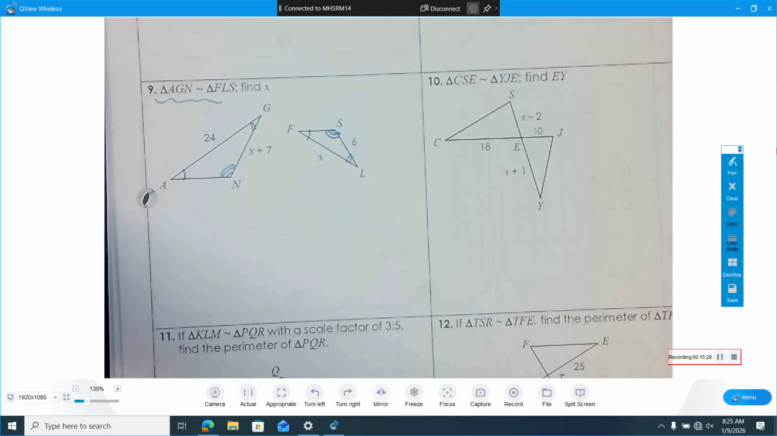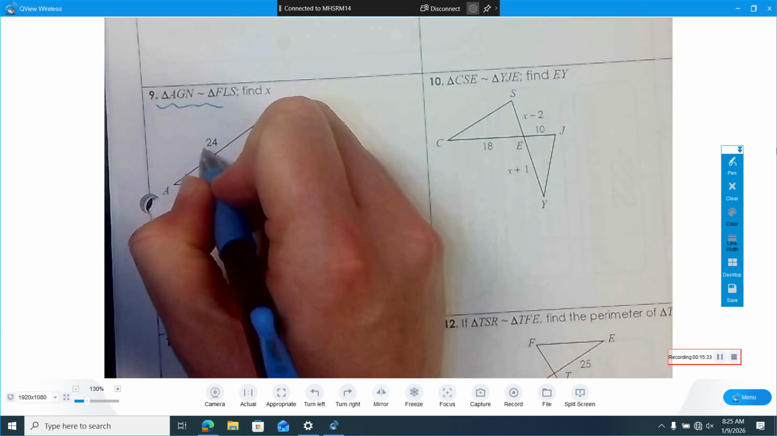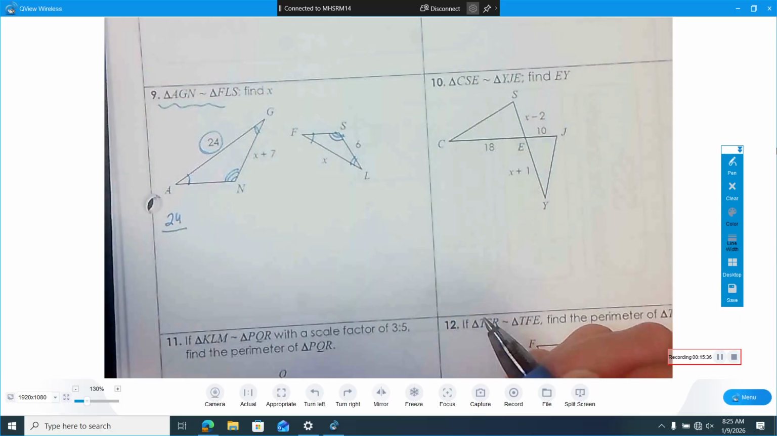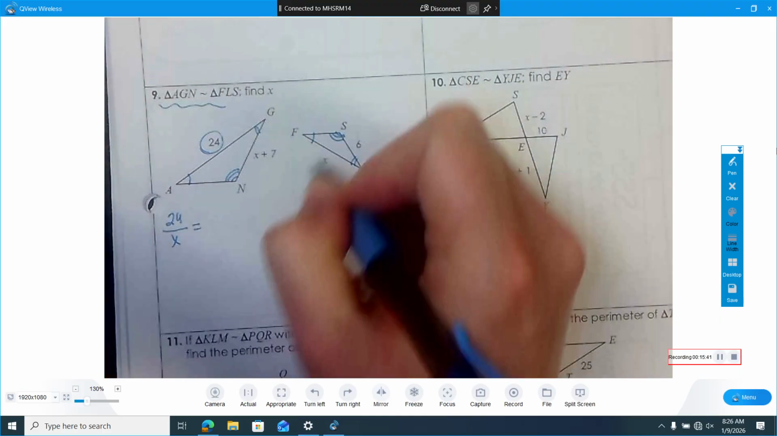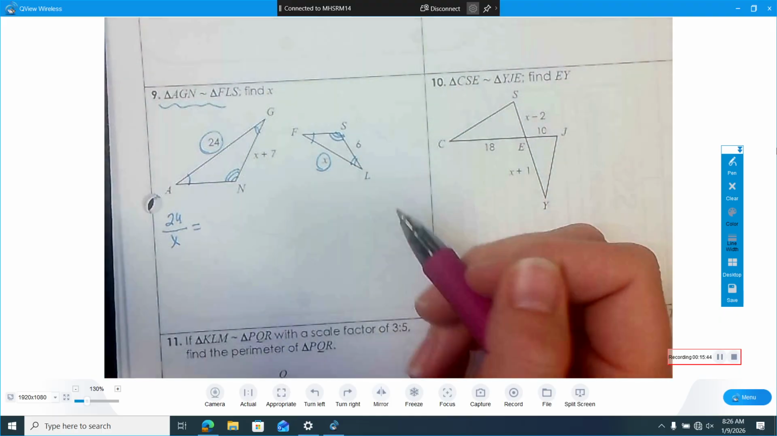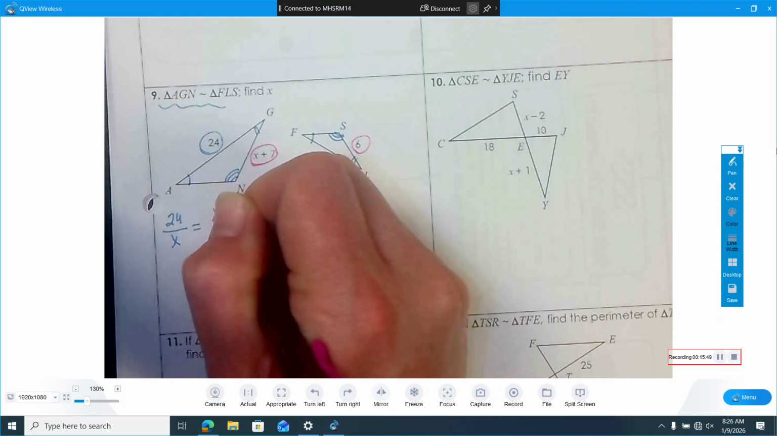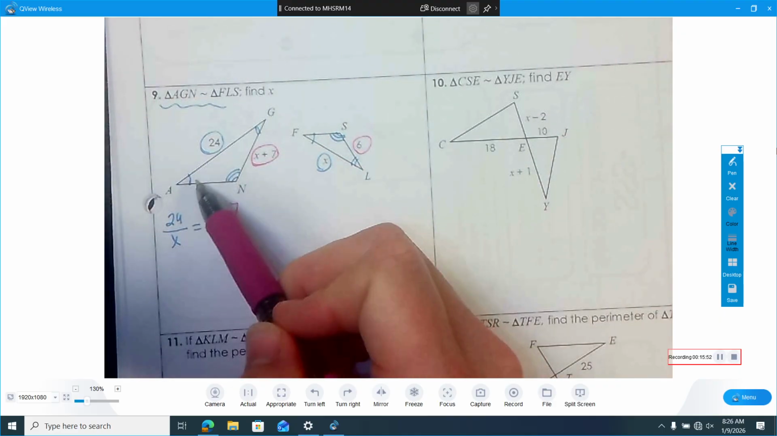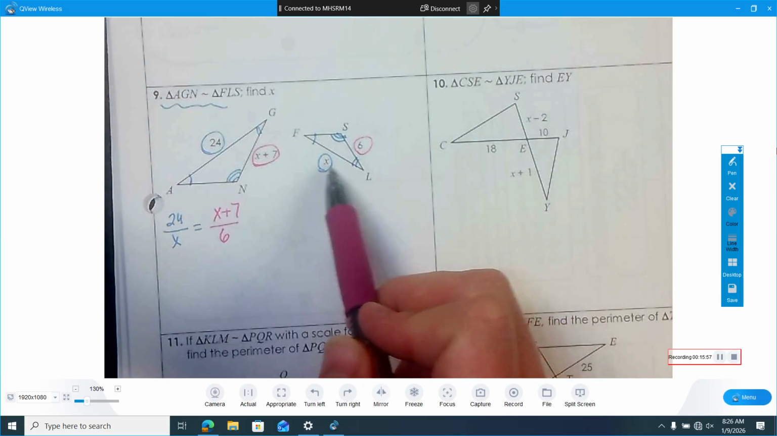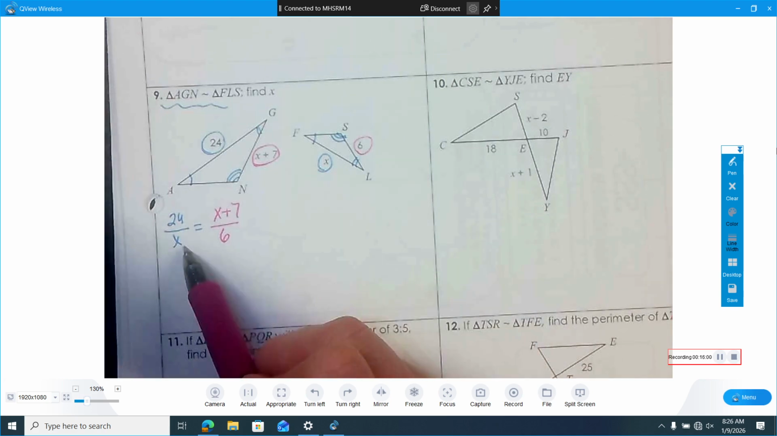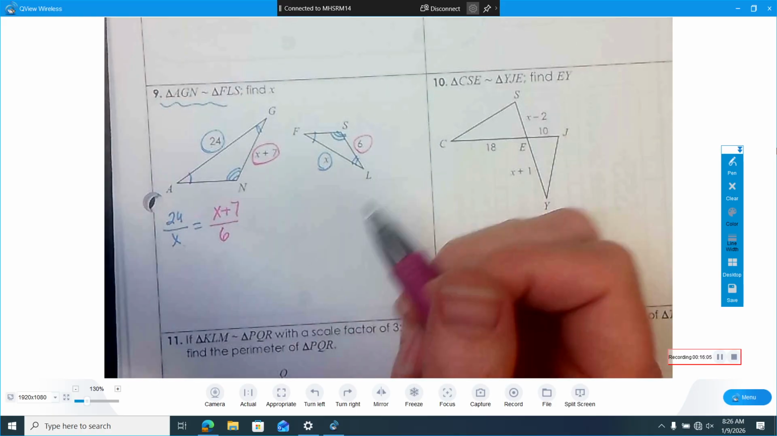So what do you guys want to do for your proportion? How do you want to set it up? 24 over X is equal to X plus 7 over 6. Beautiful. And again, we're making sure my 24 is the single and double side, and the X is the single and double arc mark side. So we're making sure we're setting corresponding sides on top of one another.